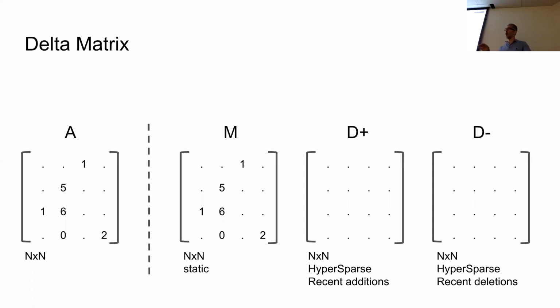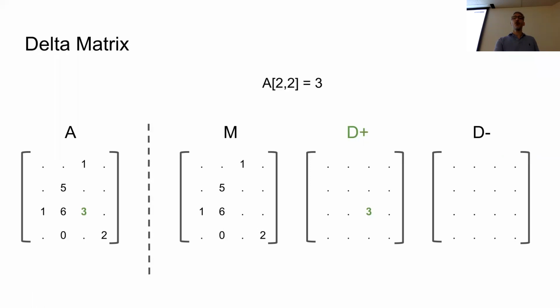And we set up a threshold for how many changes we're willing to accumulate before we're flushing delta minus and delta plus into M, because we don't want this delta plus and delta minus to continue on growing forever. So there's a limit. I think that the threshold currently stands on about 5K. So it's a rough number. So let's see how that would work. So let's say that we wanted to set matrix A at position 2, 2 to the value 3.